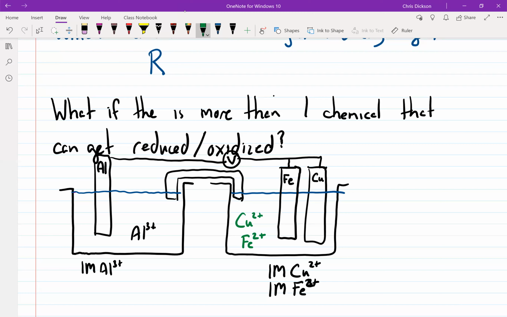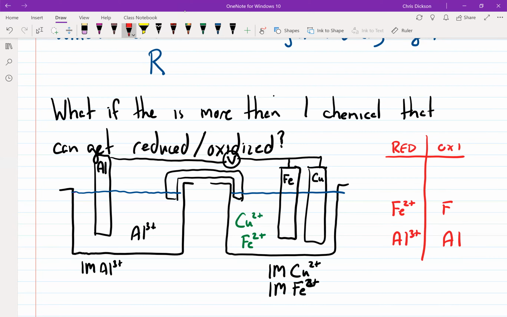So let's once again set up our table here. So we've got reduction, and we've got oxidation, and once again I just write them as highest to lowest. So I have aluminum ions, so they actually are quite far down, I know that, and I have the aluminum metal. And then I've got iron, which is a little bit higher than the aluminum. And then I have copper. So I have Cu2+, and where is it here? Copper metal.